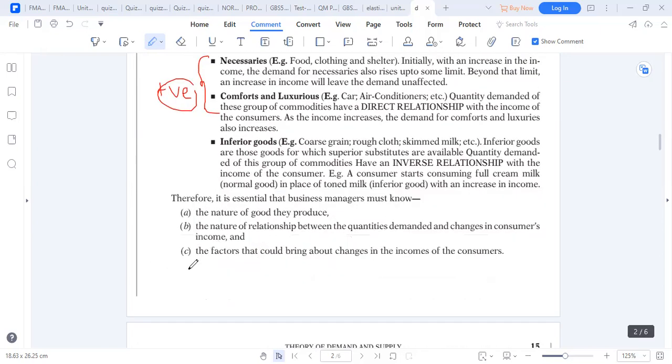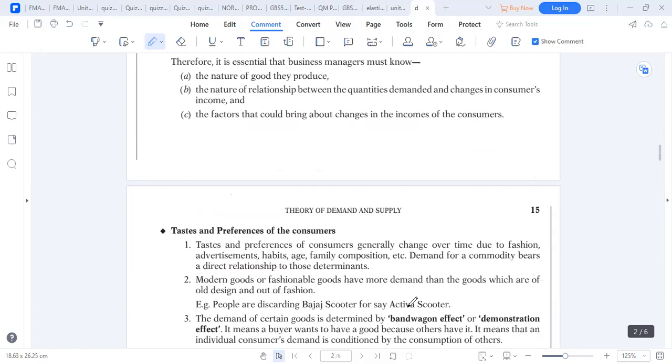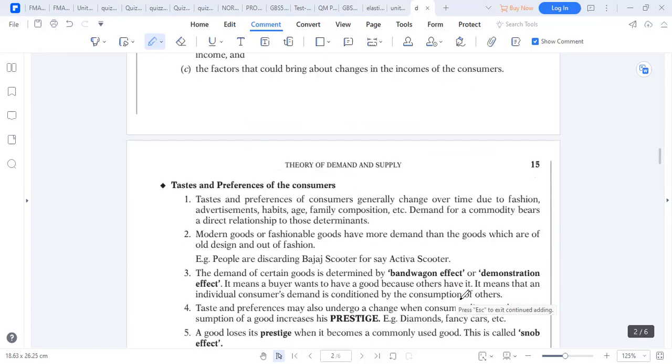The other factors that affect demand are tastes and preferences. So no matter how much money you have, if somebody is Muslim, for instance, they have their own dress code. So it's nothing to do with money. It's a culture or preference. Okay. So also we have what we call family composition, fashion.